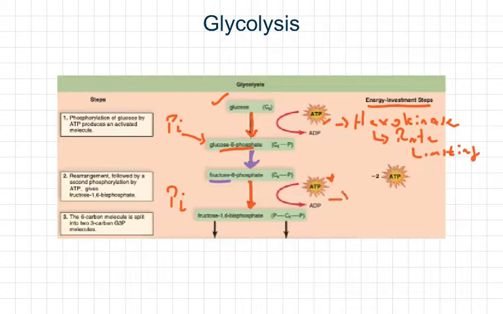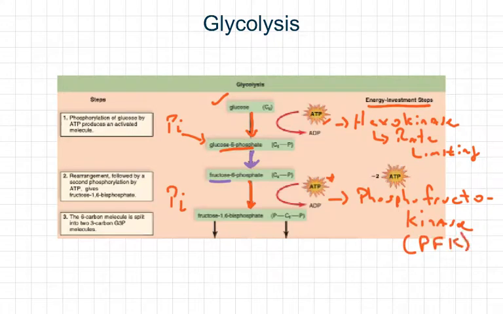And the enzyme involved with this is called phosphofructokinase, also known as PFK for short. And so at this point, with the addition of the second phosphate molecule, we have now created a molecule called fructose 1,6-bisphosphate. And basically all this is saying is we've added in a phosphate on the first carbon and then a phosphate on the 6th carbon.